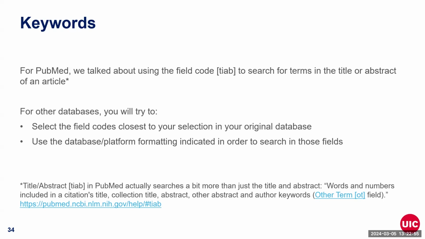So for the other databases that you're translating it to, you're going to try and select the field codes. The field codes are the codes that indicate what specific field is going to be searched, according to that database, that is closest to your selection in the original database. And you're also going to use the database platform formatting indicated in order to search in those fields.